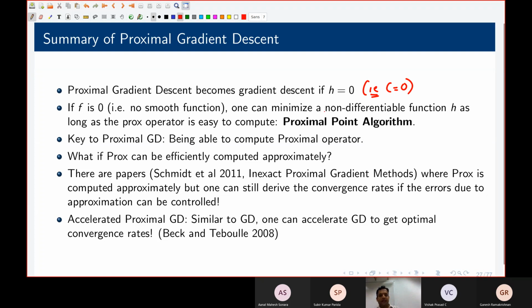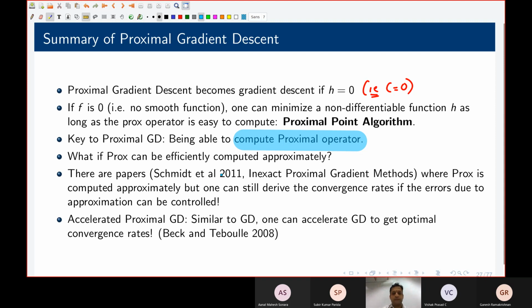Okay, if f is 0, one can minimize the non-differentiable function. That's called the proximal point algorithm. The key, as we saw, is the computation of the proximal operator, and thankfully, in several cases, we are able to compute it. It's basically now well-established art. You can just apply it.